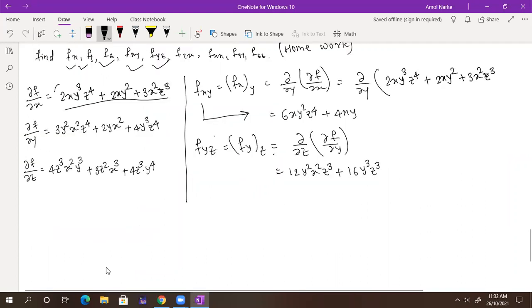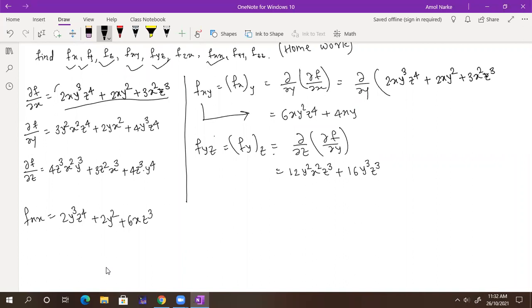f_xx. f_x we already calculated. Again we differentiate with respect to x. Here we get x, and the derivative of x is 1, so it remains as it is. Here also x is gone, so it remains 2y². And here you are getting 6xz³. That is what you have for f_xx. This is how you can calculate the easy things. So this is also done.